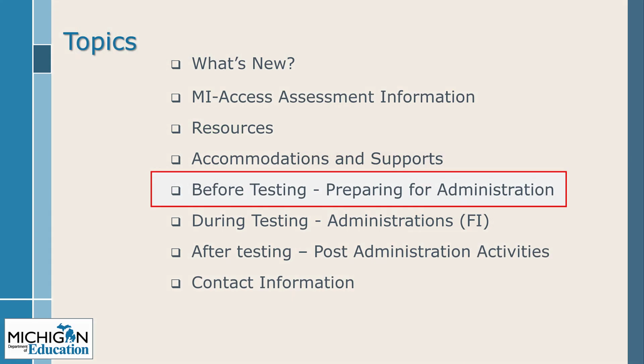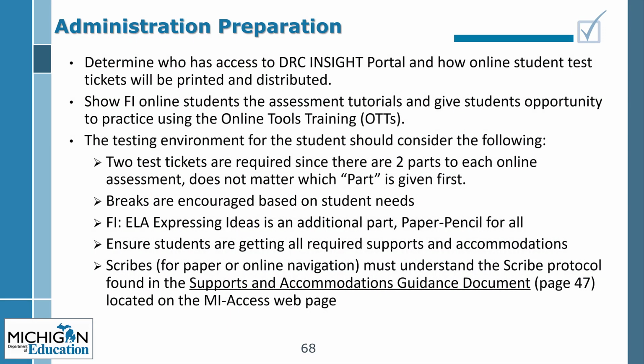Getting ready for the My Access FI administration can involve a great deal of training and planning ahead of time. In this section, we will cover the activities leading up to testing. There are several things to remember when preparing for the assessment administration. They are: determine who has access to the DRC Insight portal and how online student test tickets will be printed and distributed. Show FI online students the assessment tutorials and give students opportunity to practice using the online tools training.